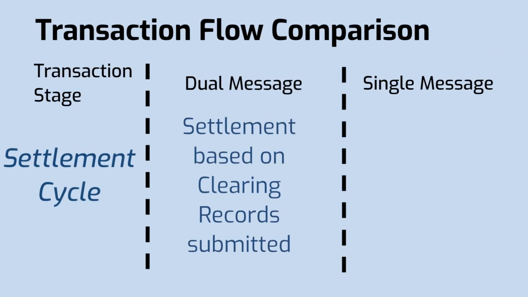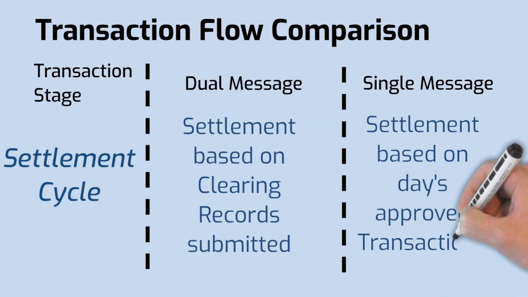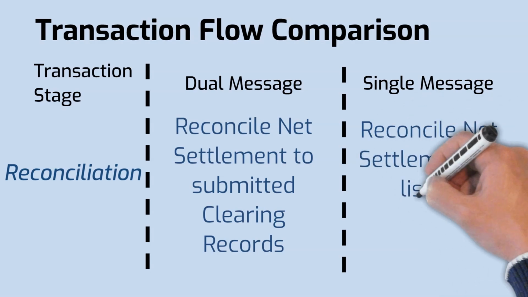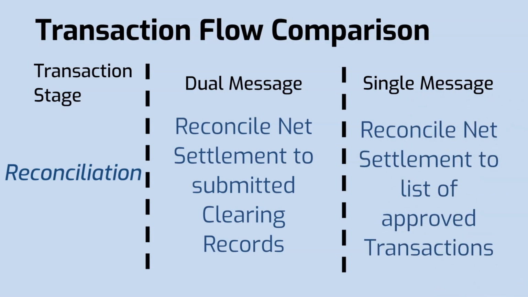For the settlement cycle, the network creates net settlement positions for each of its connectors based on the daily approved transactions report. The issuers pay and the acquirers receive funds based on their net settlement position. And in reconciliation, after settlement, each party reconciles their net settlement position to their list of approved transactions.